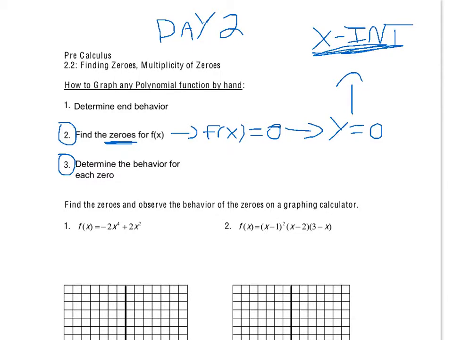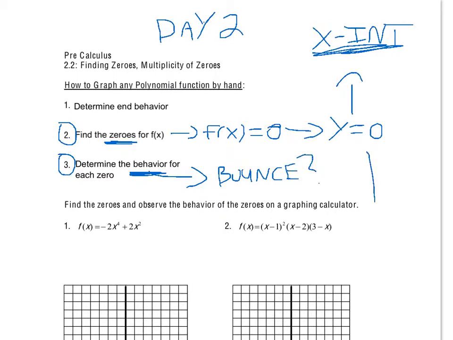There are certain things that happen, especially when we factor. A lot of times to find the zeros of a function, we're going to factor. And when we factor, we're going to notice a certain behavior for each zero. I'll give you a heads up: we're going to discover this on our own as we do these problems. When we graph an x-intercept, is there going to be a bounce off the x-intercept?